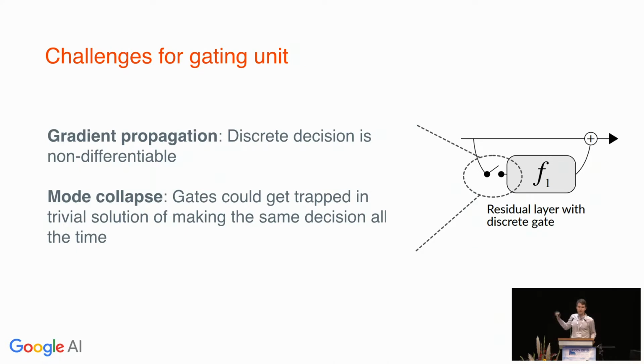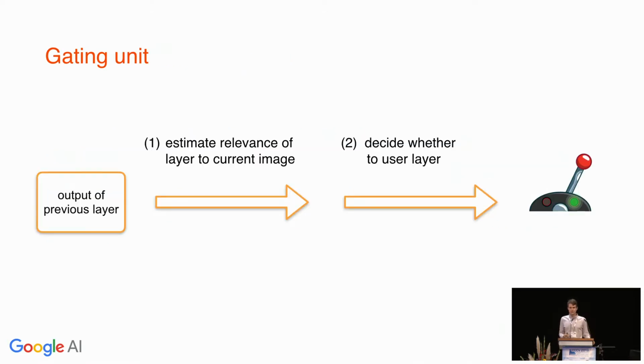So let's look into the details of that gating function. In particular, for this talk, I want to focus on 2 challenges. The first one is gradient propagation. We have a discrete decision whether we use the layer or not, but the whole system we would like to train end-to-end using gradient descent. The second is mode collapse. We want to prevent those layers from reaching trivial solutions of either always activating or never activating. The overall design of this gate comprises 2 steps. First, we estimate the relevance of the current layer for the image, and then we decide whether we actually want to use that layer or not.